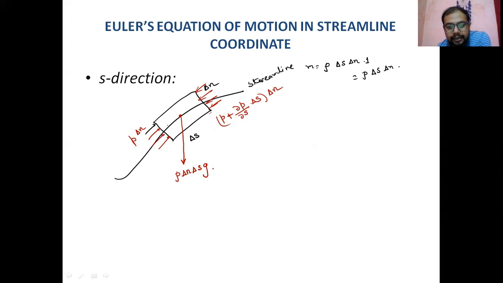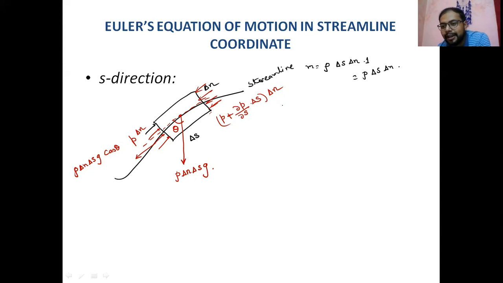If you draw a tangent here, it makes an angle theta with the tangent. So the component of the body force along the streamline, with another component in the other direction, is the cos component of it. So rho del N del S g cos theta is the body force component.